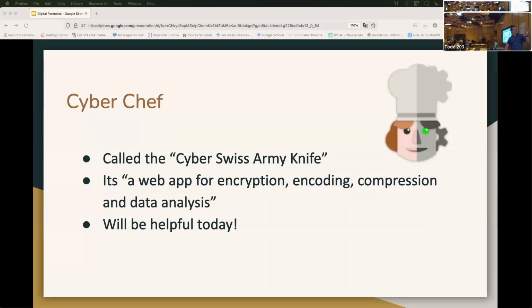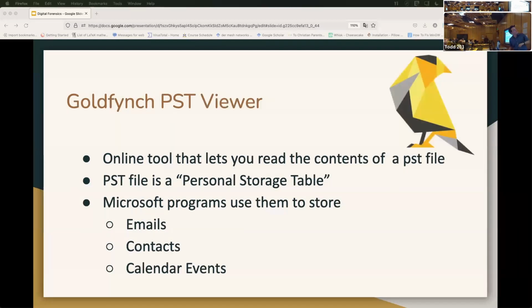CyberChef. CyberChef is called the Cyber Swiss Army Knife. This is going to be useful for decoding specific commands that might have been run, or seeing how a malware is maintaining itself on the system or keeping connection with the attacker.